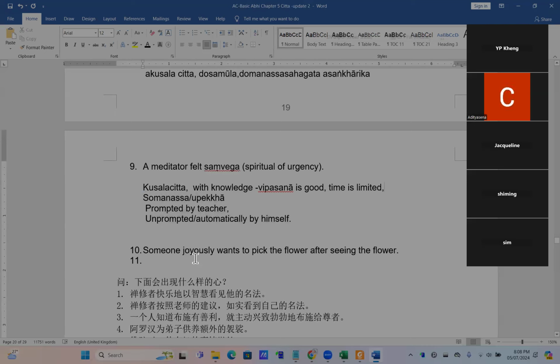Can it be prompted by his own contemplation then? Can or cannot? Can, by his own contemplation. He thinks about it, he listened to Dhamma, and maybe after listening to a Dhamma talk. Yes, also can. Okay.